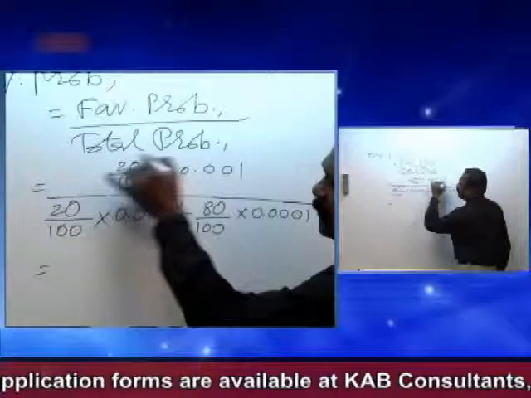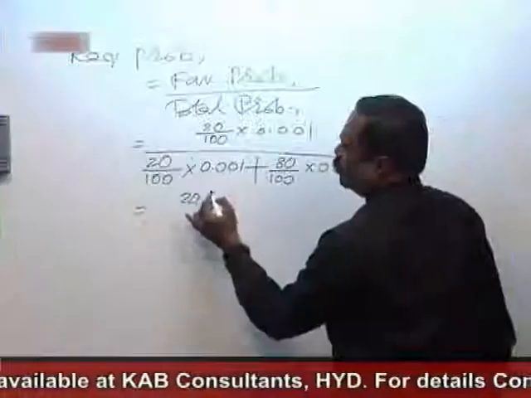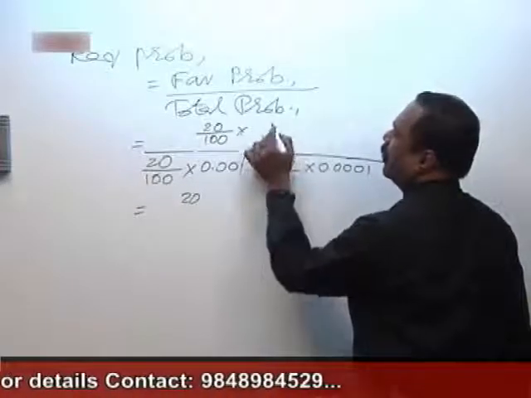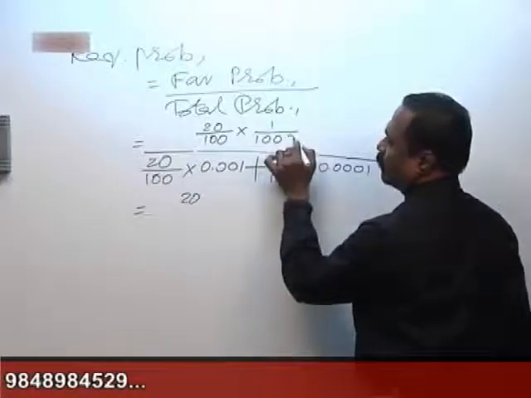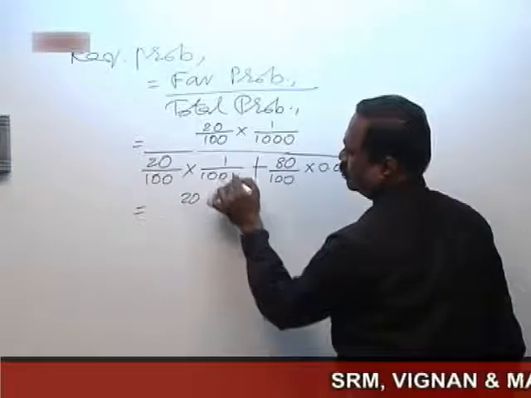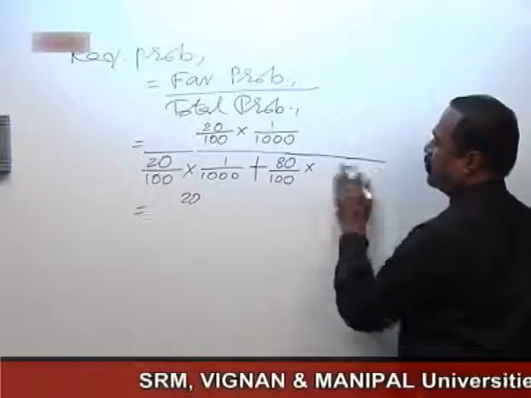It is simply, let me write it this way, 20 by 100 and 0.001 means it is 1 upon 1000. It is also 1 upon 1000 and it is 1 upon 10,000.